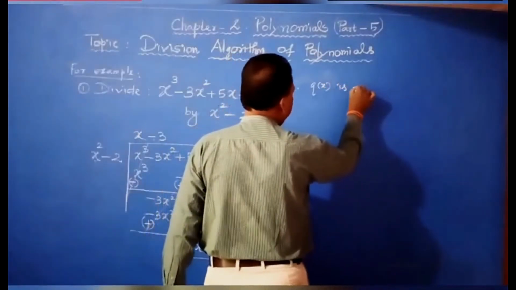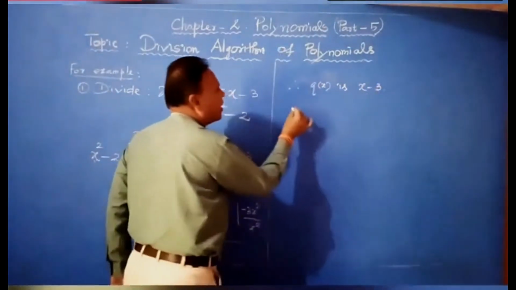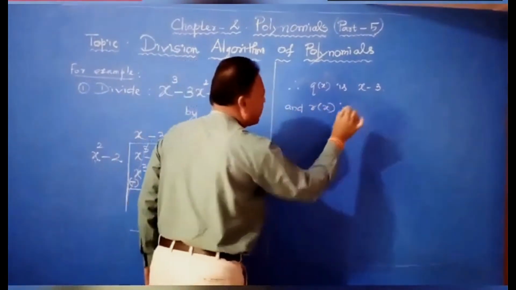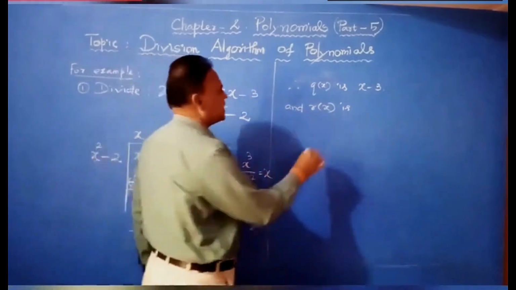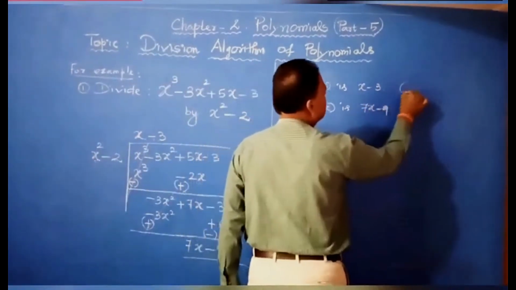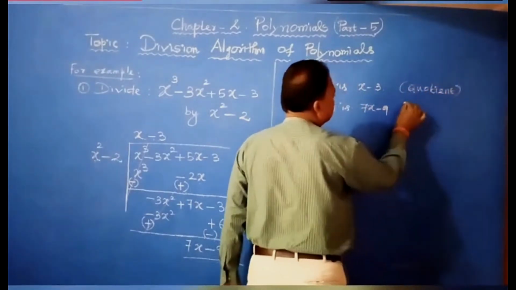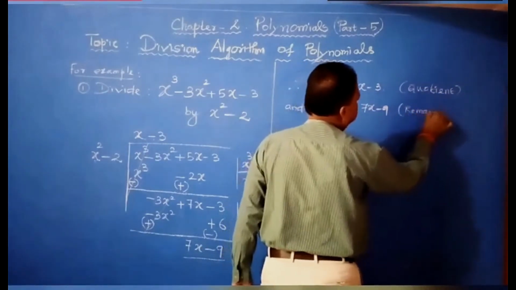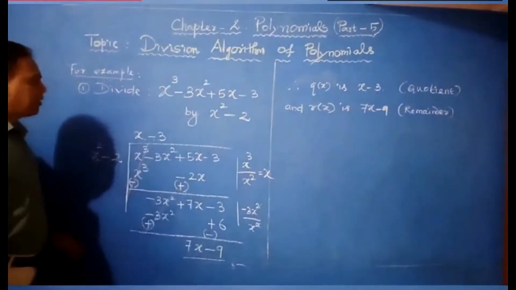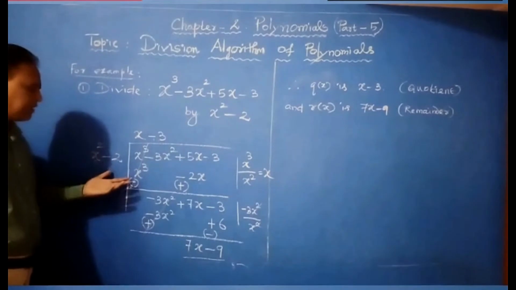Quotient. That is q of x is what you got? x minus 3. And r of x is remainder, 7x minus 9. This is quotient. This one is remainder. Okay. Now by division algorithm we can easily verify it will be satisfied. Definitely it will be satisfied.